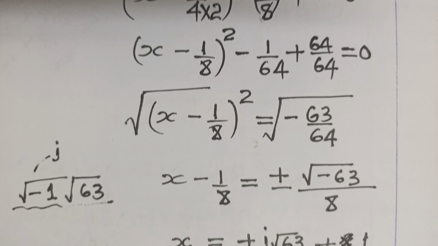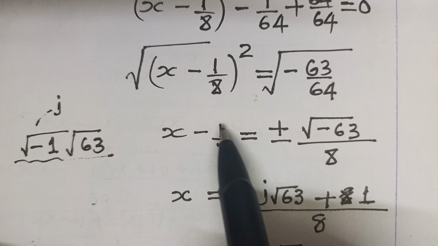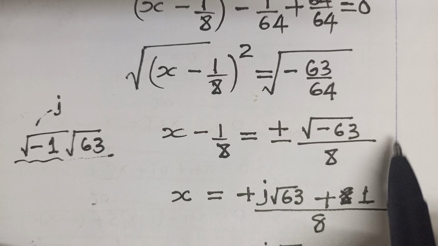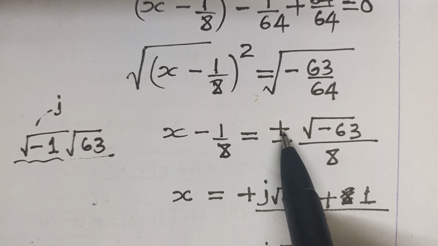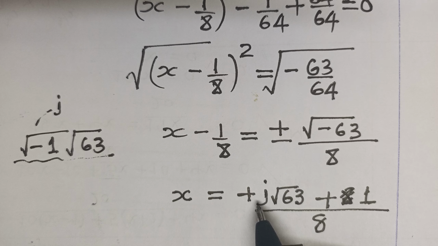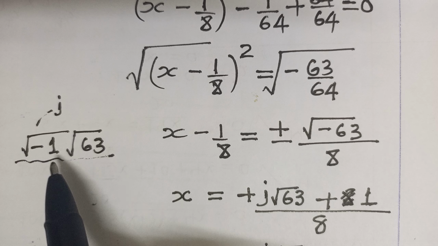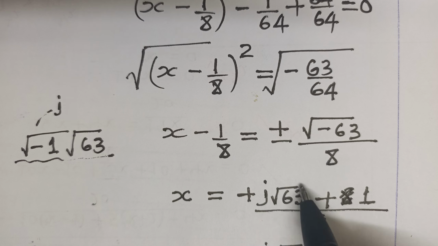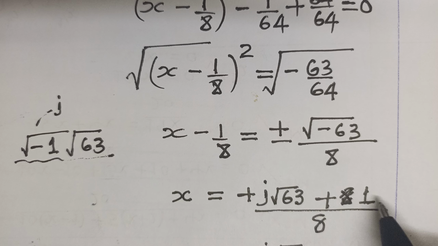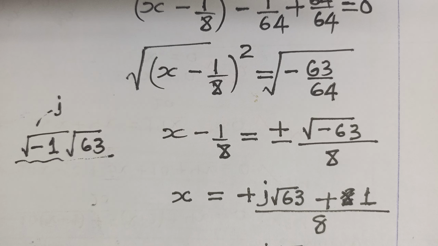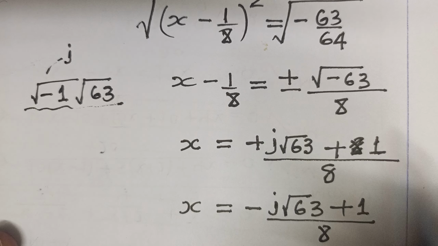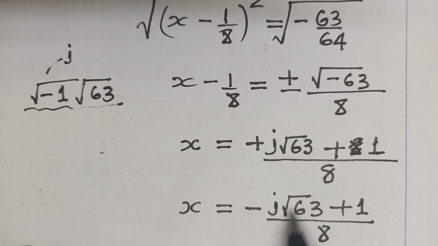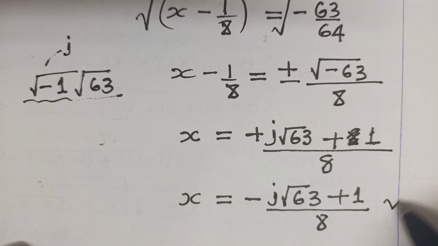And so therefore, guys, when we bring this minus 1 over 8 on this side, we shall have x is equal to plus the first solution, j, which is, as we have said, square root of negative 1, and then we have the square root of 63 plus 1 all over 8. Coming to the second solution, whereby we have this negative, we shall have negative j square root of 63 plus 1 over 8. And so therefore, guys, these are our solutions.